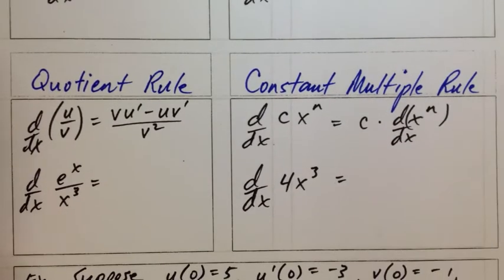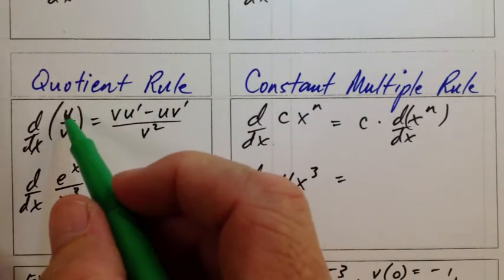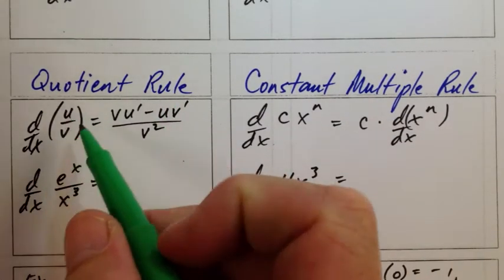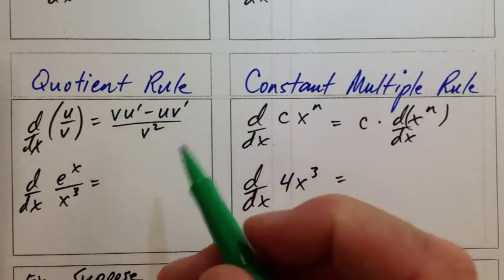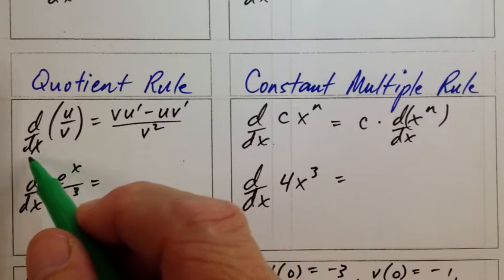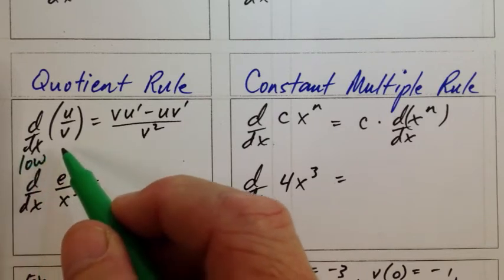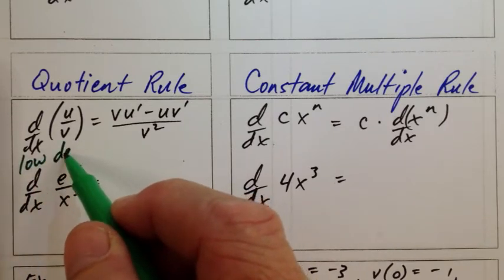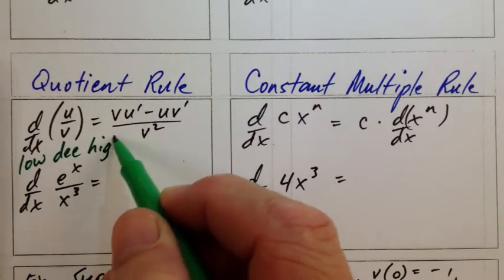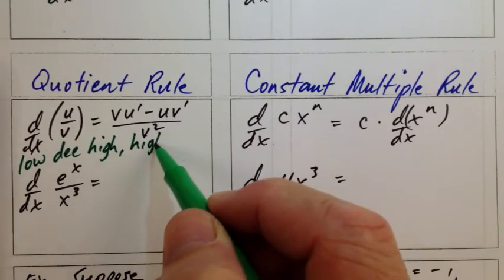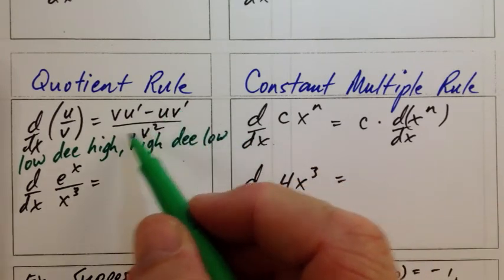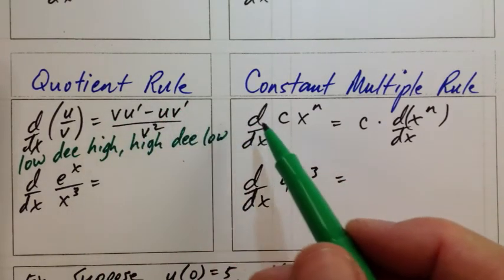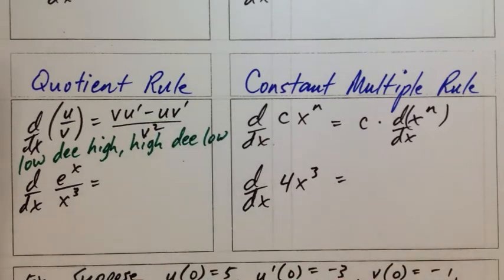Quotient rule, we know that the derivative of the quotient of u and v would be v u prime minus u v prime over v squared. I think low d high minus high d low, of course over low squared. I don't know if you learned it this way, but if you remember low d high, minus high d low, that's just the way I remember it.